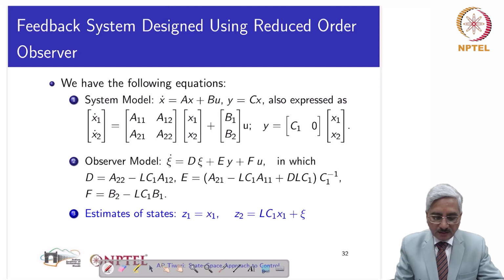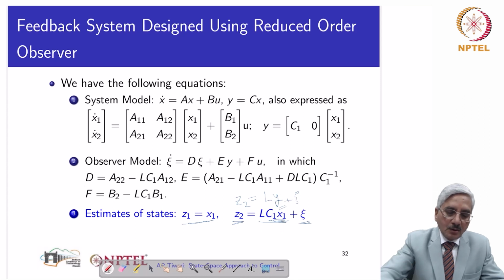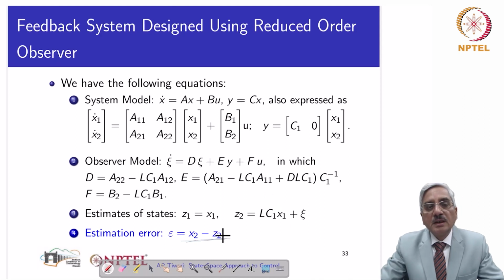And then we said that Z1 is the same as X1 and Z2 is xi plus Ly, and because y is C1 X1, Z2 is LC1 X1 plus xi. Z2 was Ly plus xi, and in place of y we substitute C1 X1 to get this. And the estimation error was defined as the difference of actual system state X2 minus the observer state Z2.